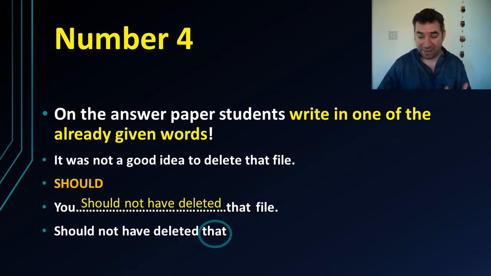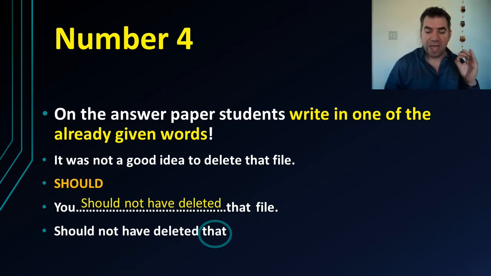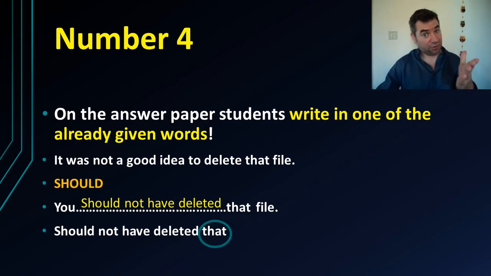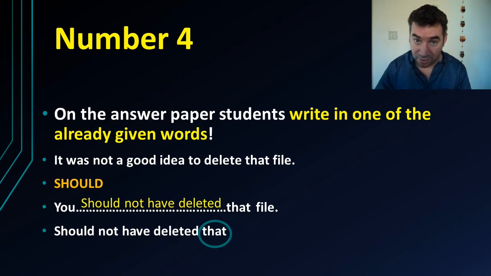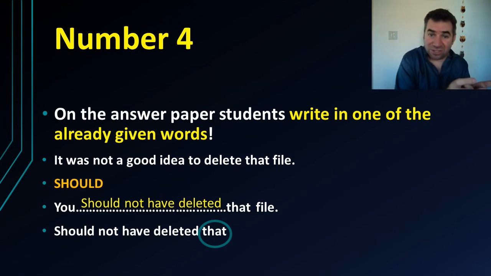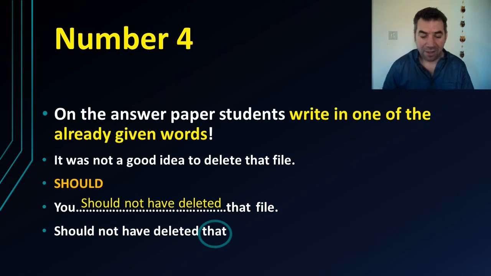Okay, what do I mean by this? Best thing to do is show you an example. So they'll write one of the words that they're already given in the question. Here's the first sentence: It was not a good idea to delete the file. The word they'll give you is "should", and you'll see this sentence. So the answer is "you should not have deleted that file." But when they write the answer to their answer sheet, they will write "you should not have deleted that file." You can see that has already been put down for you.